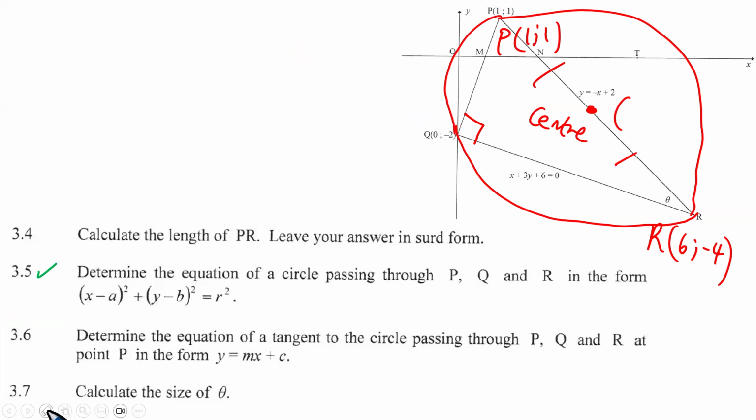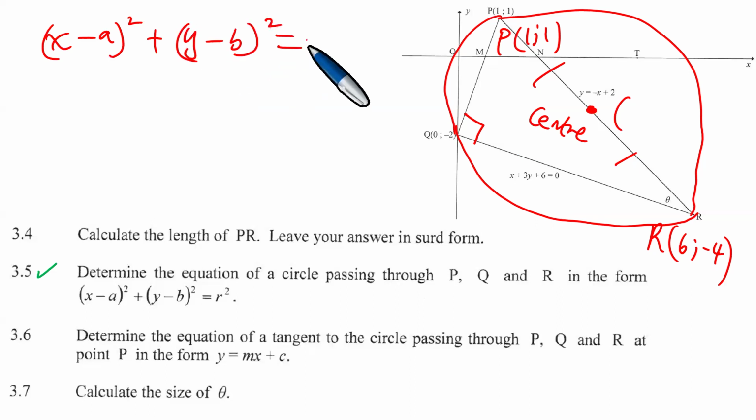So, to find the equation of a circle, we need a center and the length of the radius. If we want to find the equation of a circle, what is the formula? It's this one. The equation of a circle passing through P, Q, and R is in this form: x minus a squared plus y minus b squared equals r squared. And therefore, what are the coordinates of the center? The answer must look like this. The equation of the circle must be in this form.